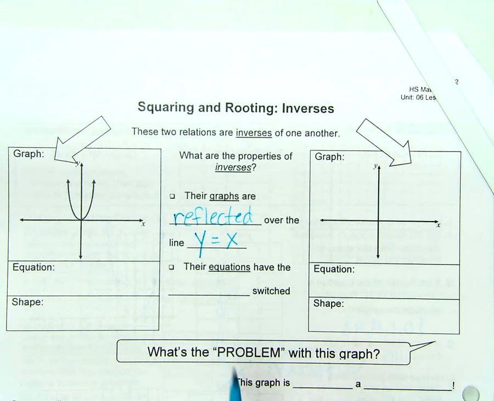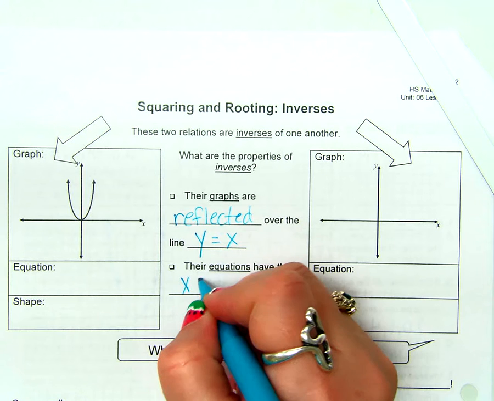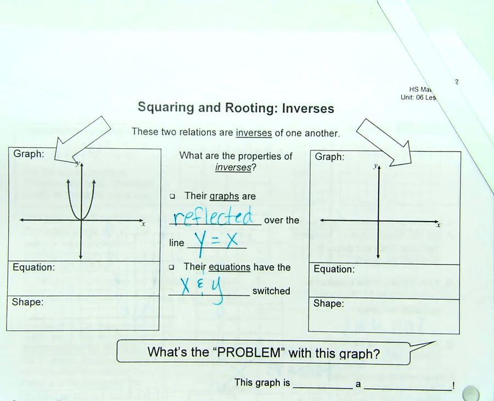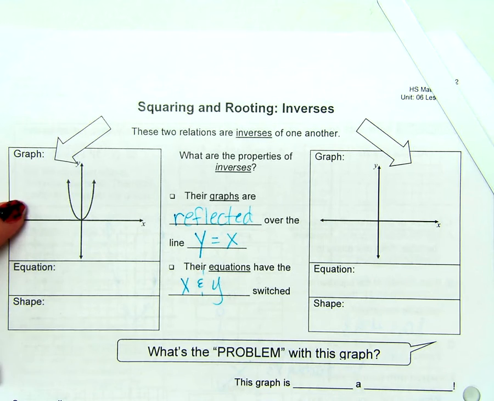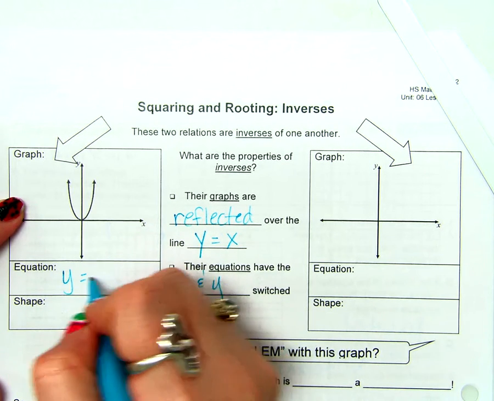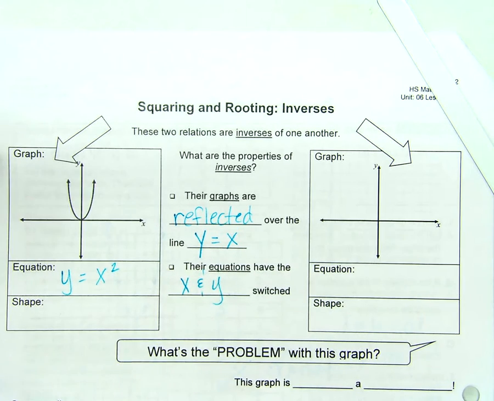What's going on with their equations? Equations have the X and Y switched. Absolutely. Absolutely correct. So this graph right here, what's the equation for this graph? Perfect. You are on your game today.